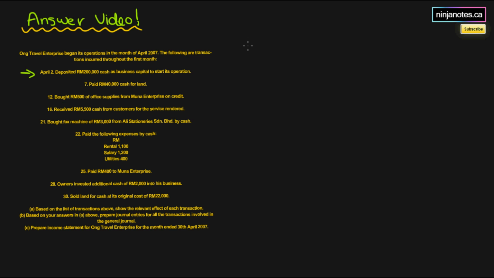Okay, so we deposited $200,000 cash for capital in our operations. So cash is going to be added to the books of our company, $200,000, and we're injecting capital into our company. So we're increasing our capital account and we're increasing our cash account. So, debit cash, credit capital. And capital, you'll find that in your equity portion of your balance sheet.